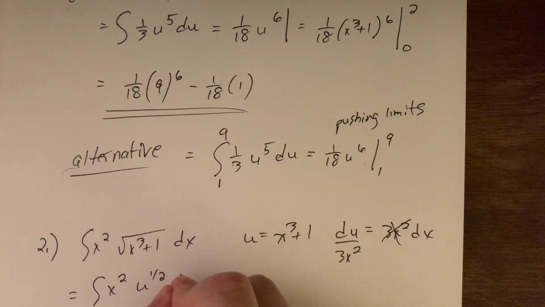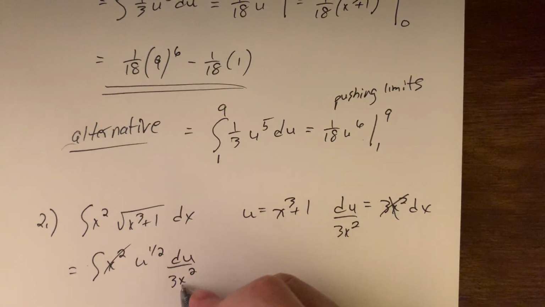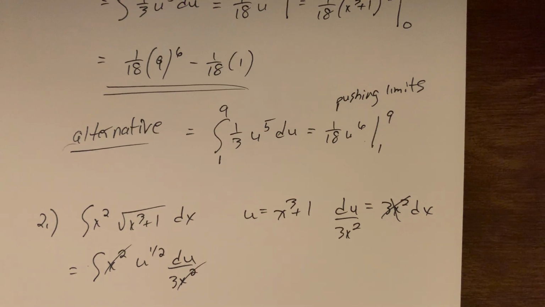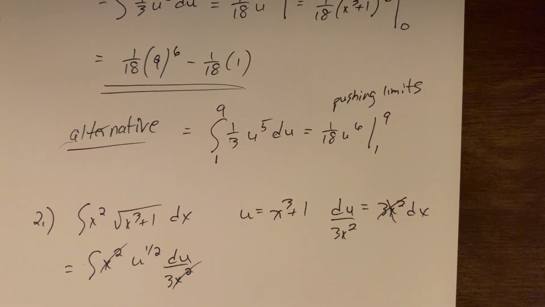The dx is now du over 3x squared. The x squared still cancel. It's not just enough that x, like if this was an x to the first and that was an x squared, it's not just enough that they simplify. The previous variable has to cancel entirely.